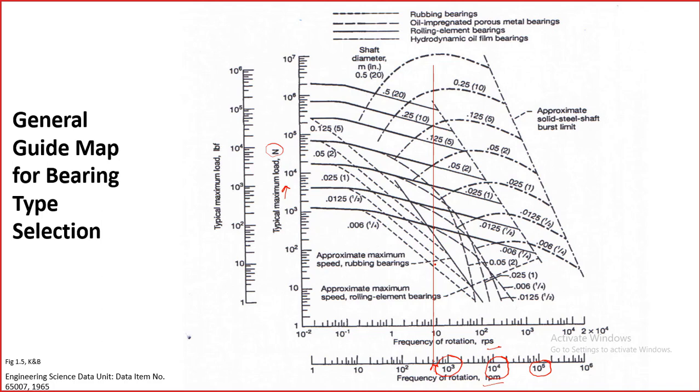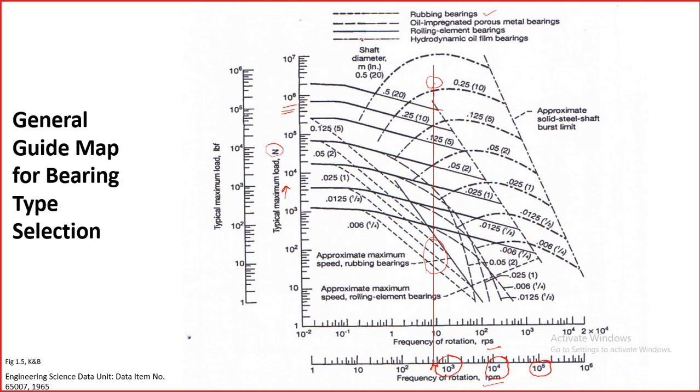So in the beginning, at lower load, we can work with rubbing bearings, which are basically dry bearings. As we go up in the load, for the same speed, we will need rolling element bearing, and beyond this value of load, we will need fluid film bearings here. So this is the way we can select which type of bearing we should use.